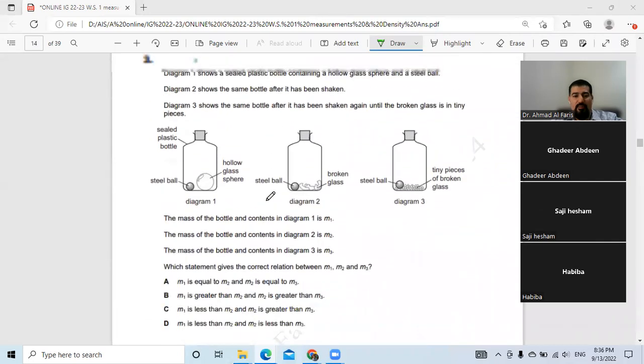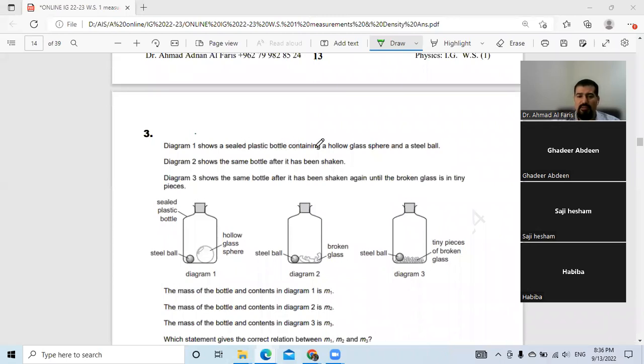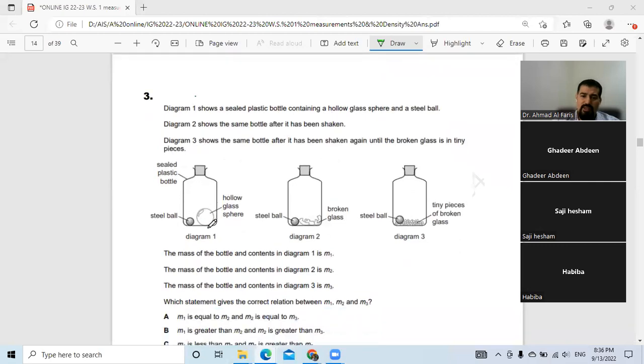Question number 3. What they tell us here: Diagram 1 shows a sealed plastic bottle containing a hollow glass sphere and a steel ball. Diagram 2 shows the same bottle after it has been shaken. Diagram 3 shows the same bottle after it has been shaken again until the broken glass is in tiny pieces. So we have a steel ball and a hollow glass ball. I shake it, it's broken, and I keep shaking it until it's small pieces.